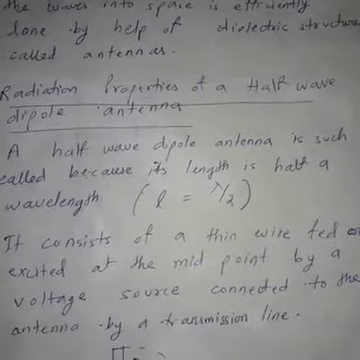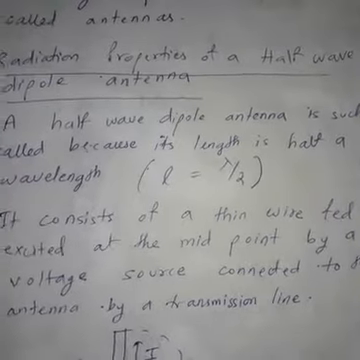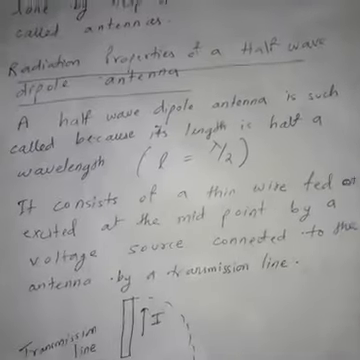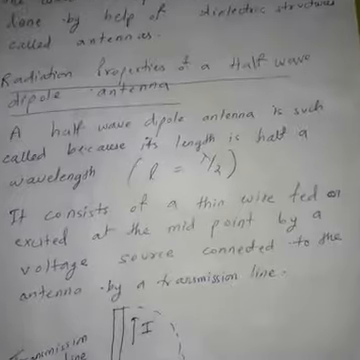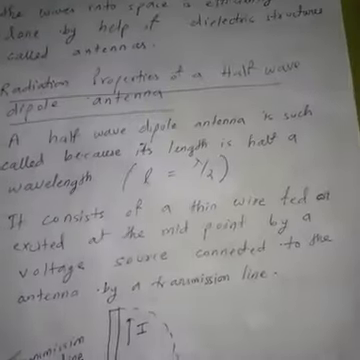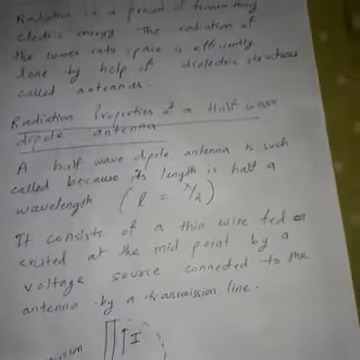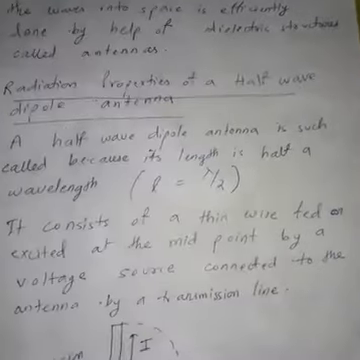So here is the definition. A half wave dipole antenna is so called because its length is half of a wavelength. So L equals lambda by 2. Let us consider that the wavelength is lambda. Half wave dipole antenna means the total length will be equal to half of the wavelength, so the length becomes lambda by 2. Because we are taking half of the wavelength, it is called a half wave dipole antenna. Clear? Then what is the construction?